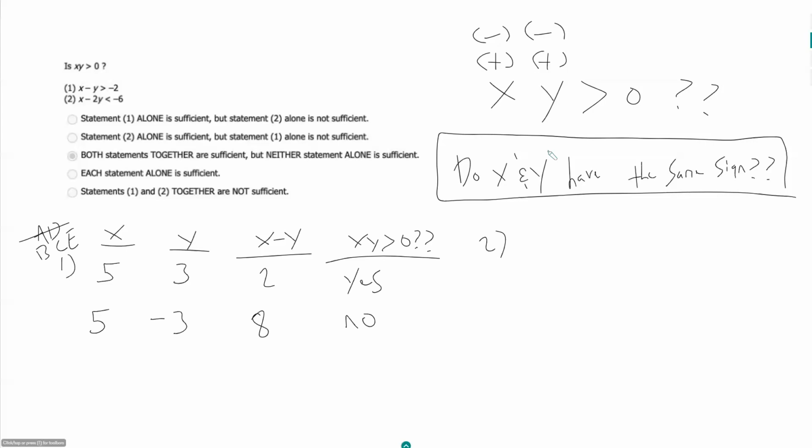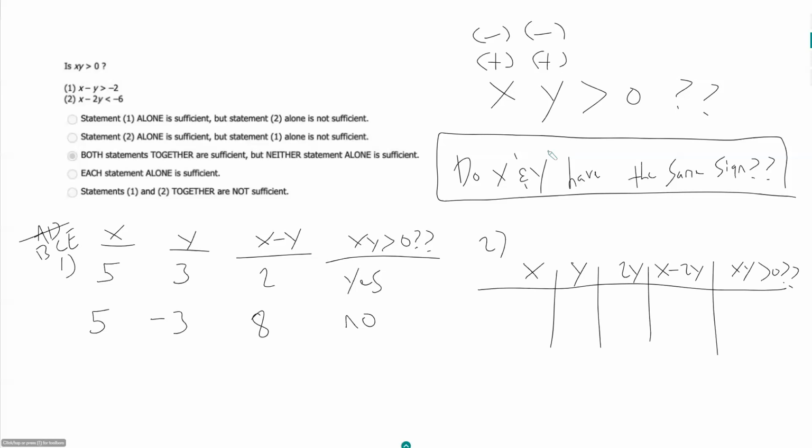Now statement 2 says x minus 2y is less than negative 6. So we need an x, a y, a 2y, and x minus 2y. And then we got to answer our question, is xy greater than 0? So let's think about this.